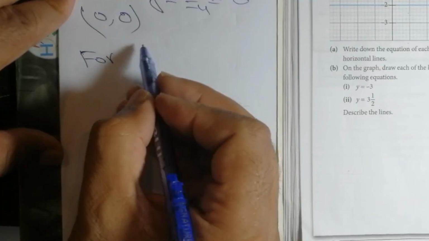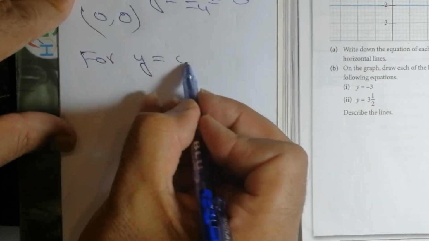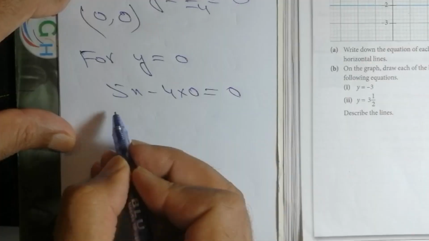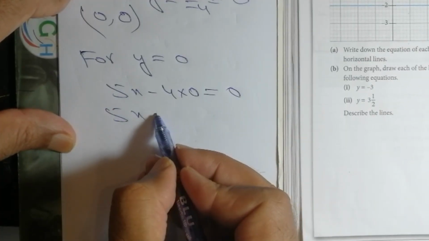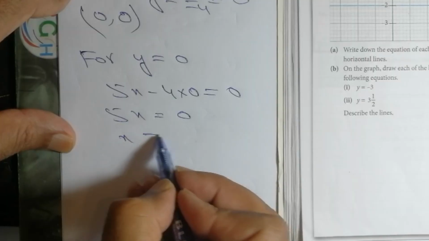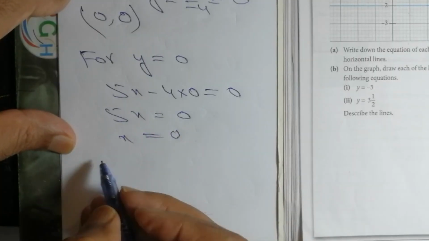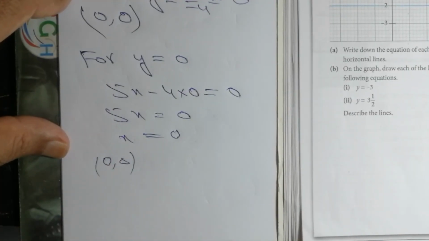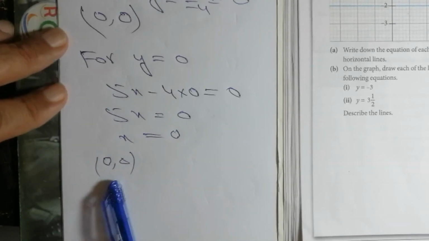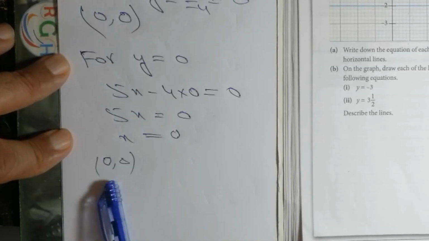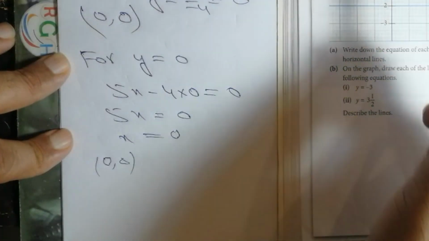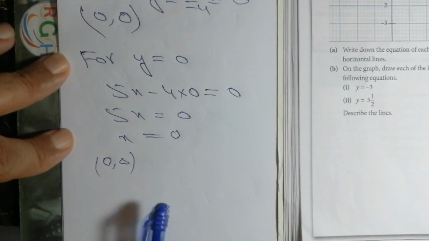So 0 0 is the origin, so the line will pass through the origin. For y equal to 0, 5x minus 4 into 0 equal to 0, 5x equal to 0, x equal to 0. So this is also 0 0. This line passes through the origin, so you can draw any line passing through the origin, like this one from here to here. So this is the answer of the question.